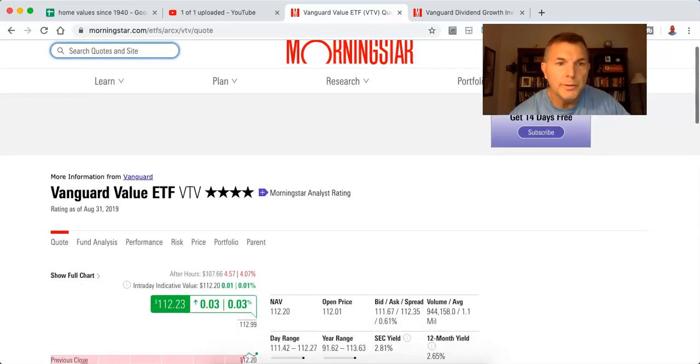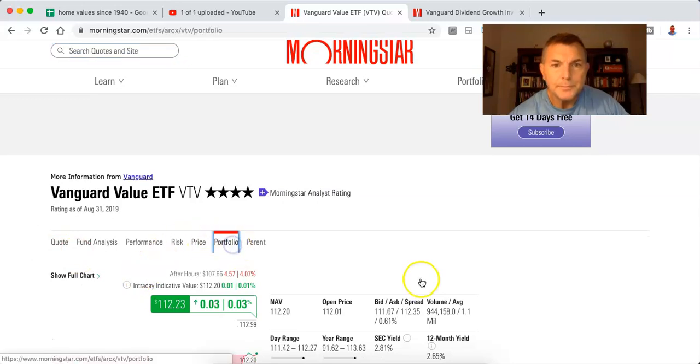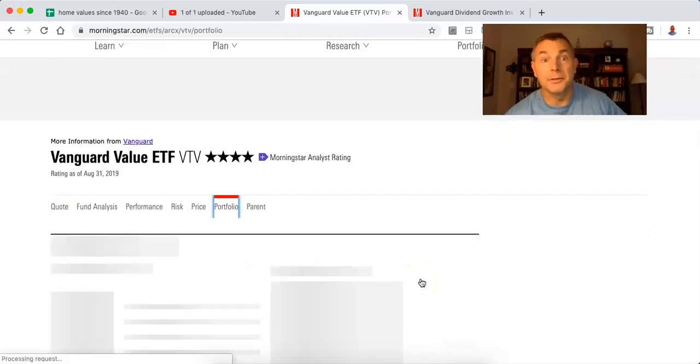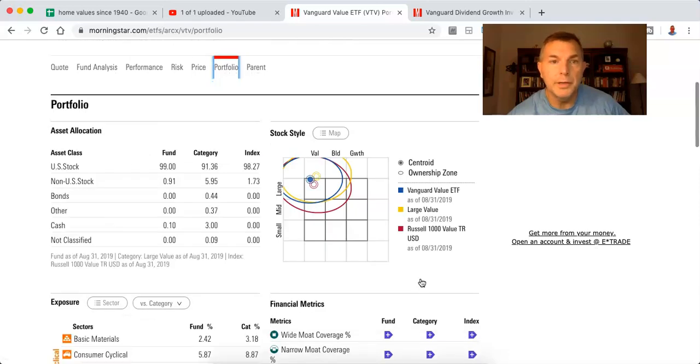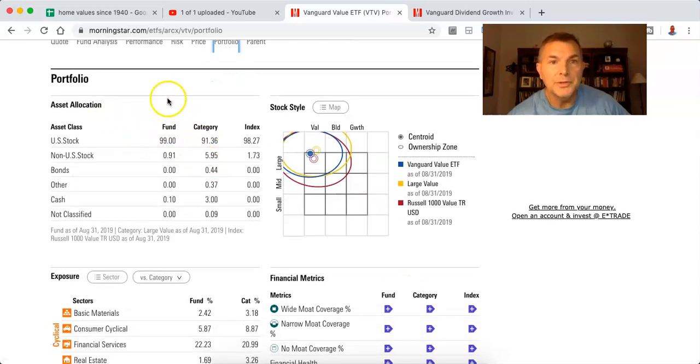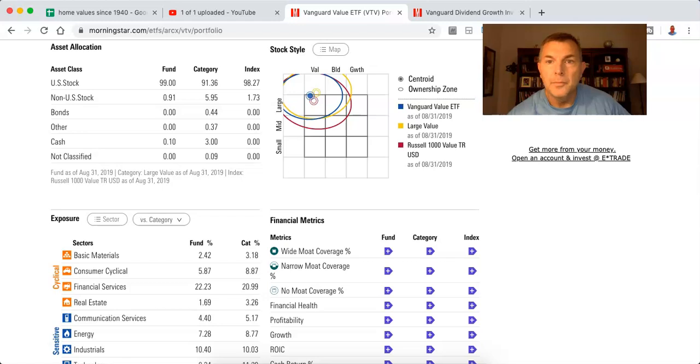So let's go over here to portfolio. This is VTV, and I like this too, don't get me wrong. So we're going to look at VTV, 99% U.S. stocks, all right, large value ETF, yeah, Russell 1000 value, all right. So this is going to be the Russell 1000 as the benchmark. As you can see, it's geared towards the large cap of value side of the blend.